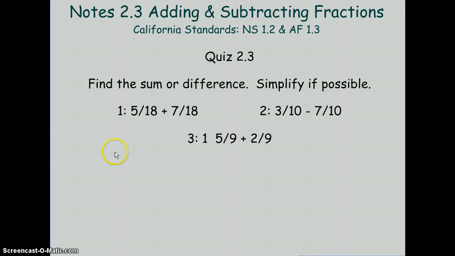Okay, here's our quiz for today. Find the sum or difference, simplify if possible. Make sure you use this forward slash, and that is next to the shift key if you're using a keyboard. If you're using an iPad, it's underneath the 1 on the numbers page. Make sure you simplify all the way. Don't use any spaces if you don't need any.